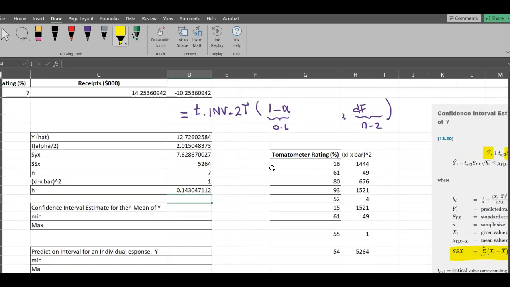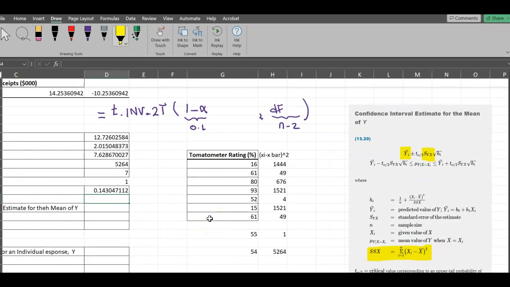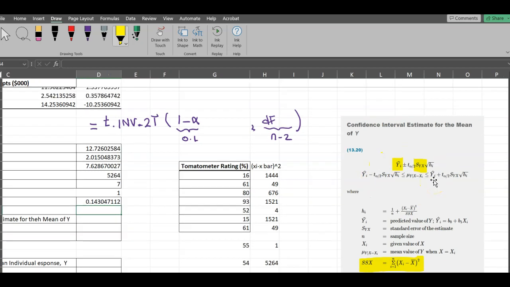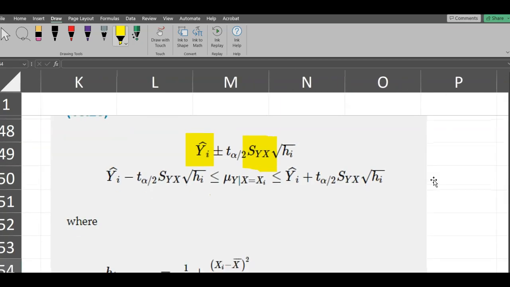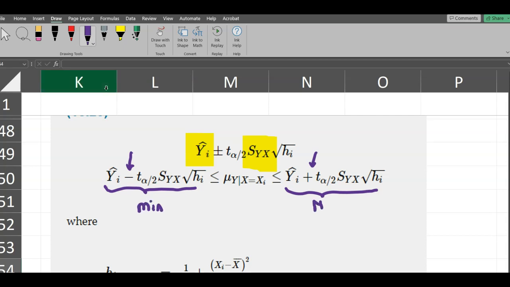I think we are ready right now to calculate the confidence interval. So for the confidence interval, we're going to have 2 values. Let me go back again. So you see the formula here is very similar. The first formula here and this formula here are exactly the same. Only one is having plus, one having minus. Now this, I'm going to call the minimum value, and this is going to be called the maximum value for the confidence interval.